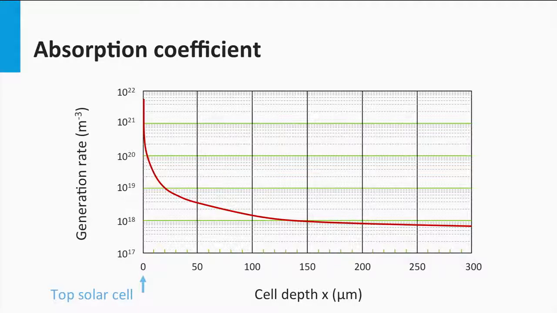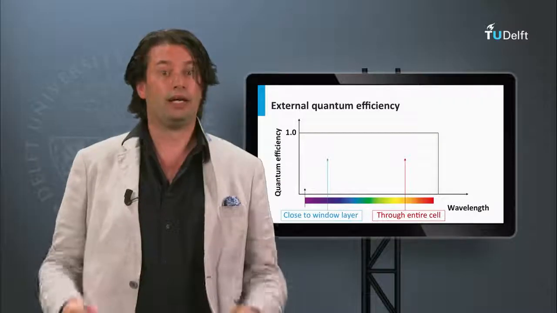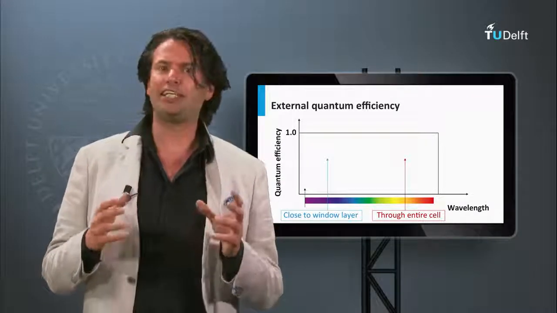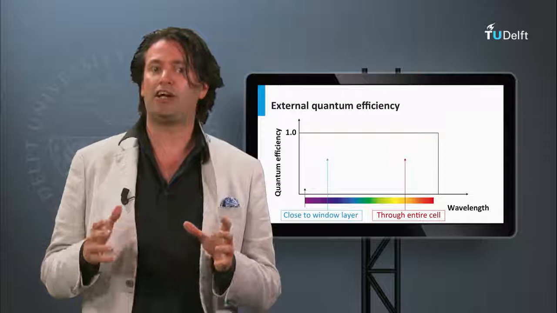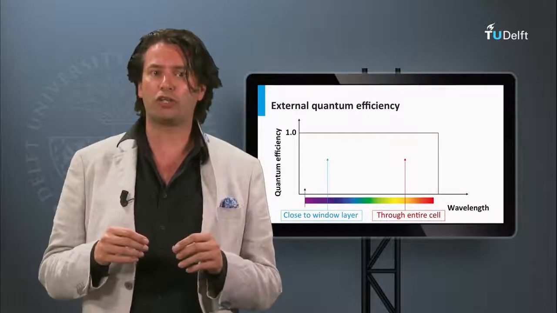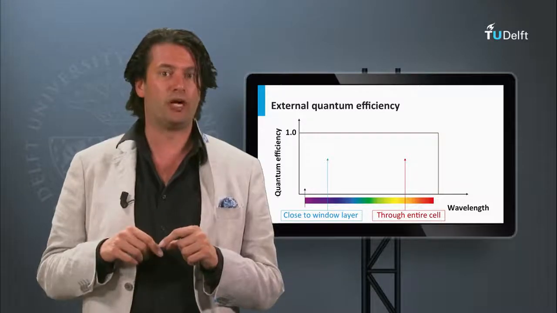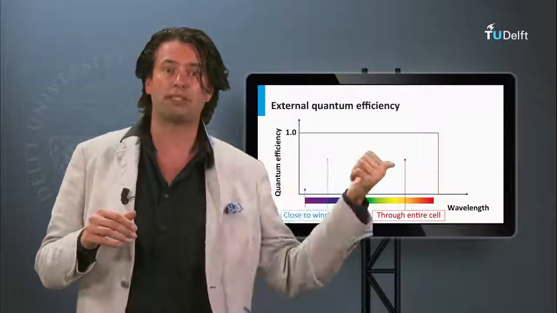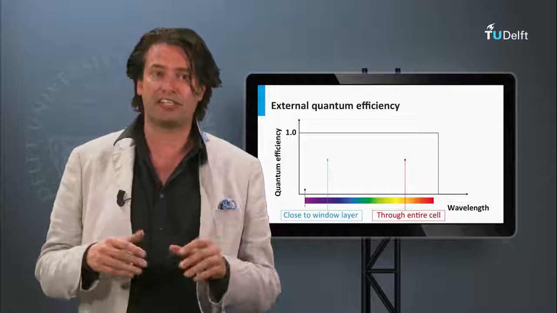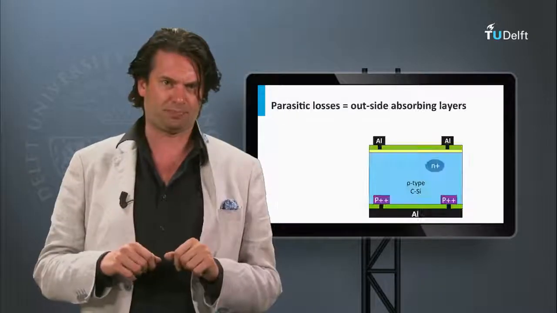At the front side, where the light enters the absorbing film, the generation of charge carriers is significantly higher than at the back side. It means, if we look at the EQE of a solar cell, the EQE values measured in the blue correspond to charge carriers generated close to the window layer, whereas the EQE in the red part represents charge carriers generated through the entire absorber layer.